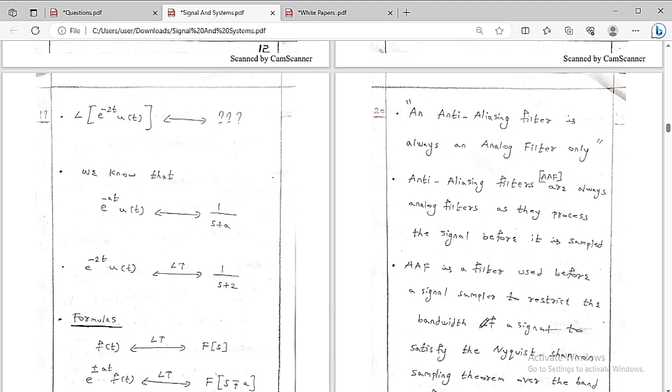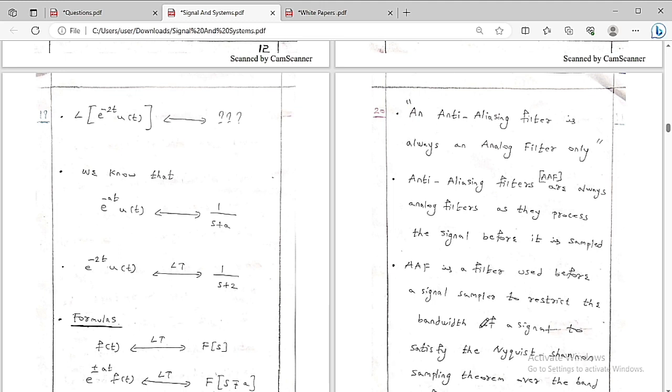Basically we can also call this an ideal low pass filter. These anti-aliasing filters are always analog filters, and they process the signal before it is sampled, in order to cut down the high frequencies, so that the signal has only a certain amount of frequencies, but not every frequency. That is the reason it processes a signal of infinite bandwidth into a finite bandwidth.